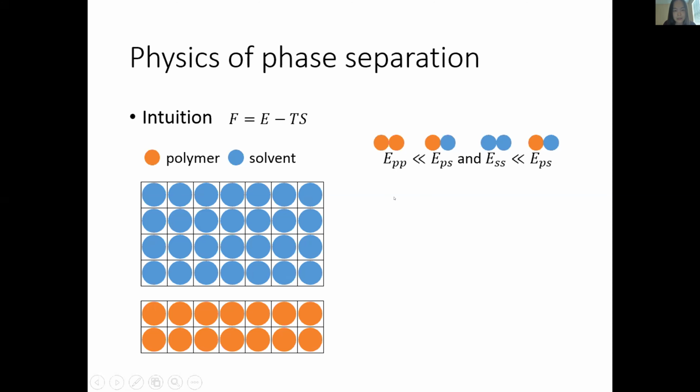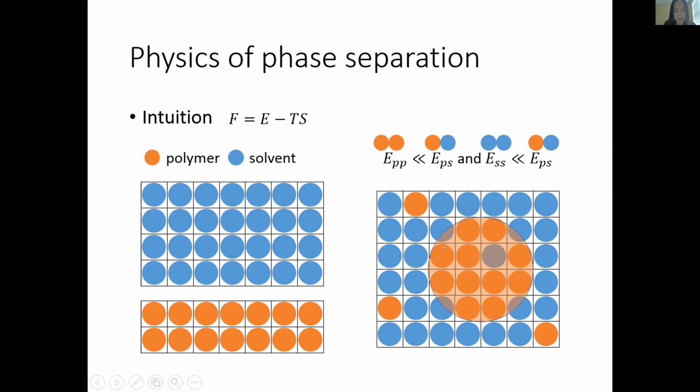And we know that when this happens, the system will want to phase separate simply because these polymers like each other, so they like to stay with each other, forming a dense phase with high polymer concentration. And then the solvents also want to stay with each other, so they form a dilute phase with low polymer concentration. So this is the intuition.